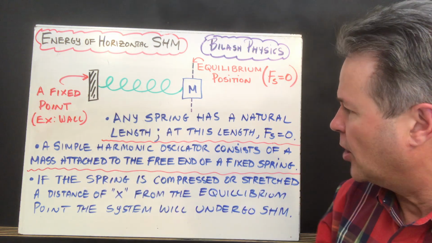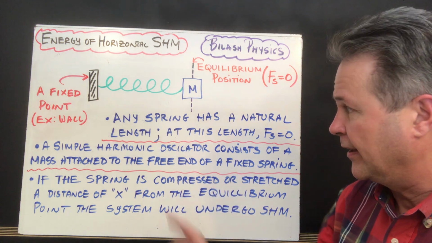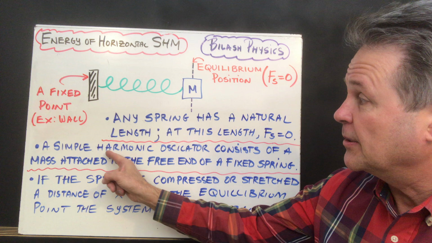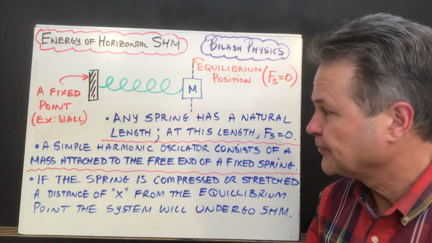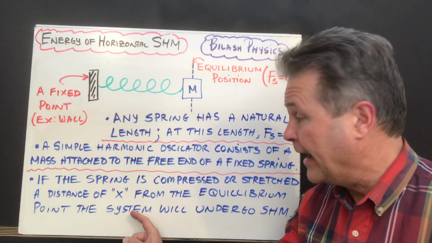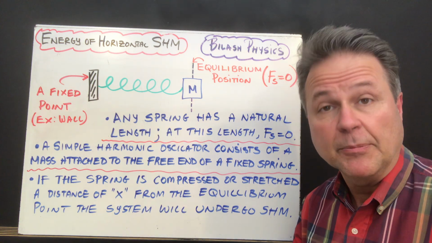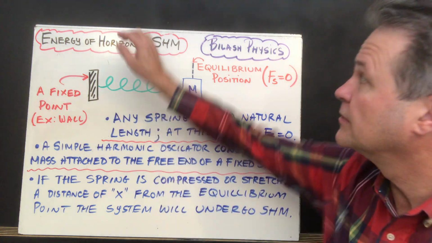So a simple harmonic oscillator consists of a mass attached to the free end of a fixed spring. That's what we call it, a simple harmonic oscillator. Now if the spring is compressed or stretched a distance of x from the equilibrium point, the system will undergo simple harmonic motion.